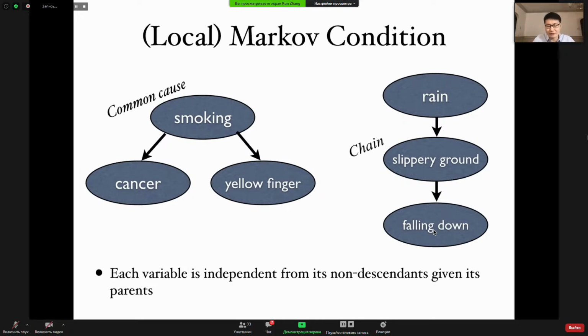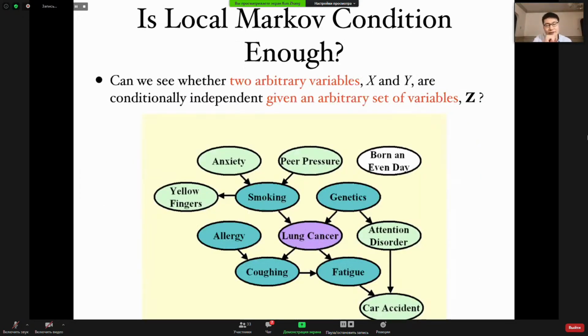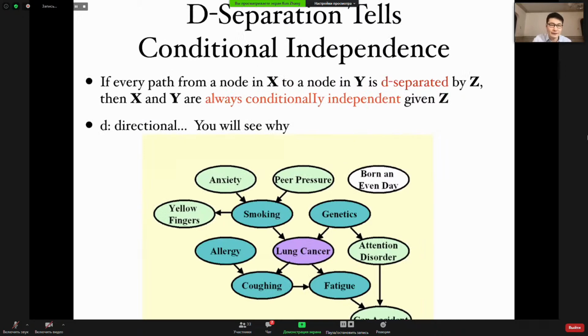However, it's not enough because we want to see whether two arbitrary sets of variables are conditionally independent given some other variables. So in this case, we cannot directly apply the local Markov condition. We have to use something different, which is d-separation. Basically, if every path from a node in X, a set of variables, to a node in Y, another set of variables, is d-separated by Z, then X and Y are conditionally independent given Z. This is known as the global Markov condition. And here by d, I mean directional. You will see why, because we care about the direction of the path.